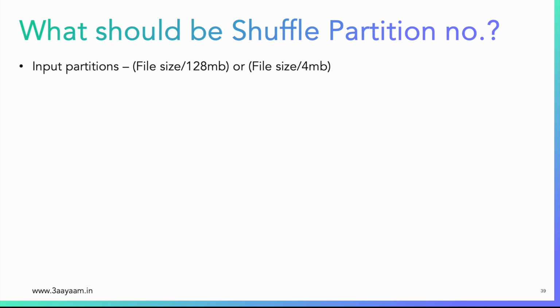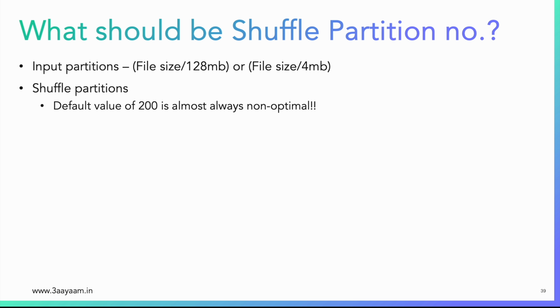We know how to calculate the input partitions. It would be the file size divided by 128 MB, or file size divided by 4 MB if the file size is less. Of course, you can change 128 MB to something else, which we'll discuss in the next section. Then you have shuffle partitions, and this is our focal point. The default value is 200 and it is almost always non-optimal, meaning that you should always change the value of spark.sql.shuffle.partitions, which is used to control the number of partitions.